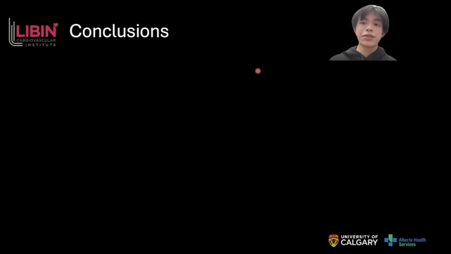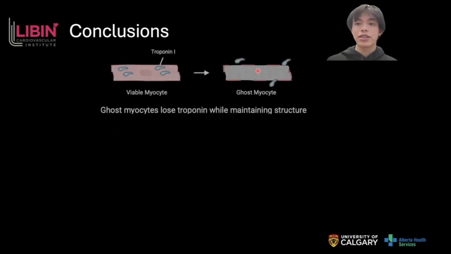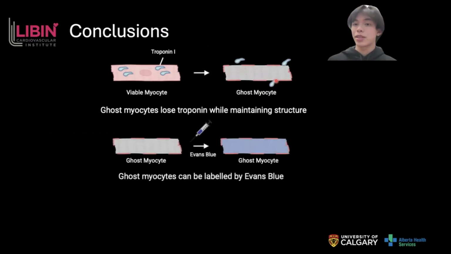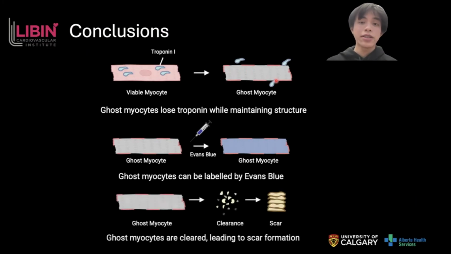So, in conclusion, we've addressed key components of how dead cardiomyocytes are replaced by a collagen scar. So we found that after an infarct, dead cardiomyocytes lose their troponin while maintaining their overall structure. We've also found that we can label these newly termed ghost myocytes with a dye called Evans blue. And by using this new technique to visualize dead cells, we've seen that by day 7, a lot of these ghost myocytes are cleared, and their clearance allows a collagen scar to form. But until they're cleared, the ghost myocytes seem to occupy space and hold back scar formation, almost protecting the heart from beyond the grave.